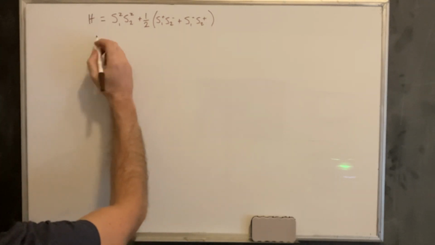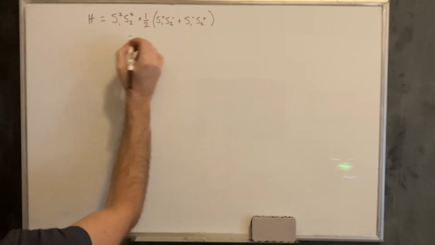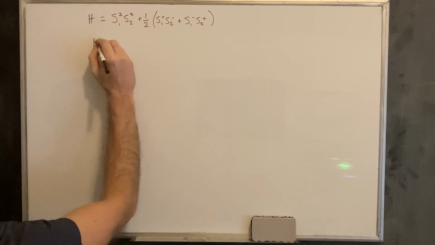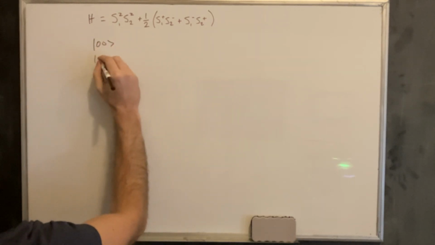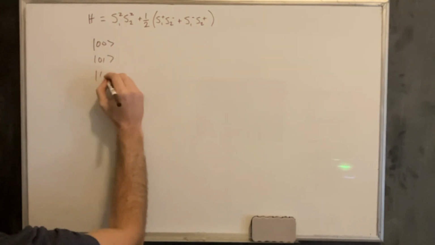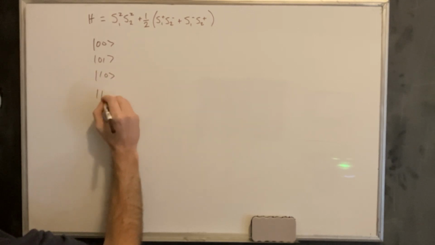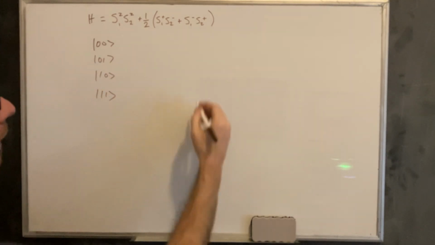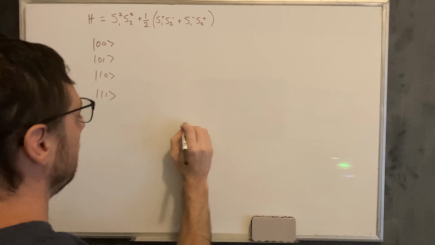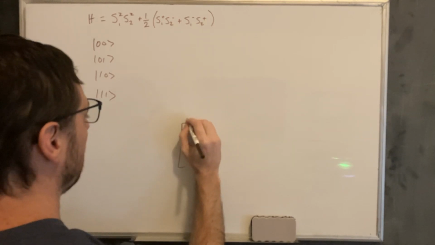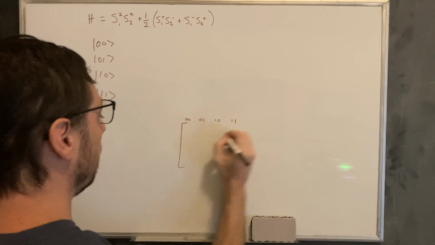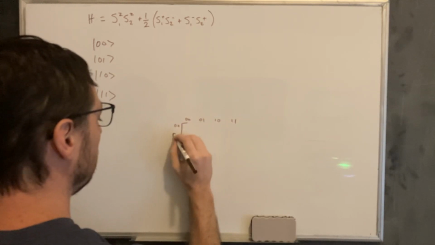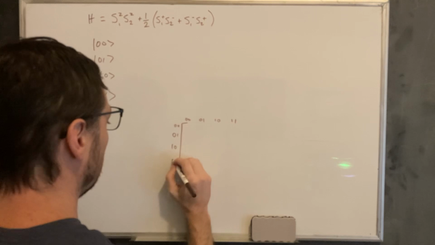So we're going to have our four basis states here. We're going to have 0, 0, which would have been down, down, let's say. We'll have 0, 1, we'll have 1, 0, and we'll have 1, 1. So that's going to be our four basis states. Our matrix is going to be, we can call it 0, 0, 0, 1, 1, 0, and 1, 1.